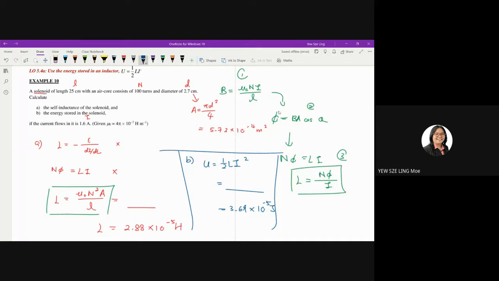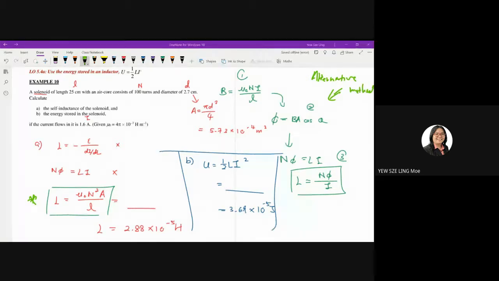So once again, I give you 2 minutes to write it down. And I encourage you to write down the solution in the green color. I want you to learn. If you cannot remember these equations, then what are you going to do? This is the alternative method. So 2 minutes for you to write it down.